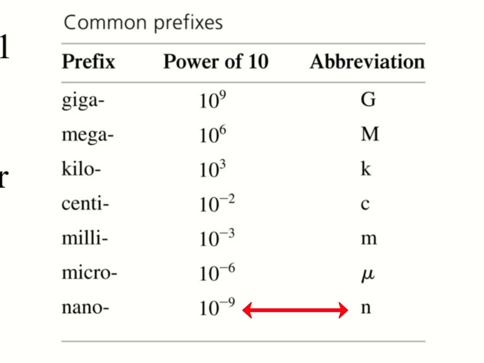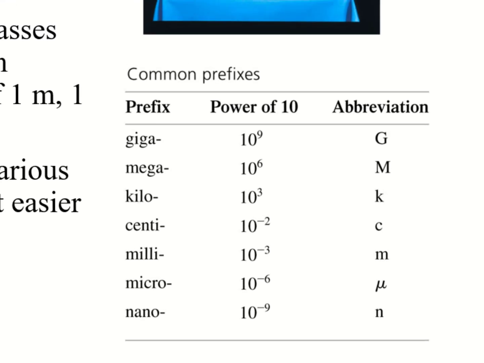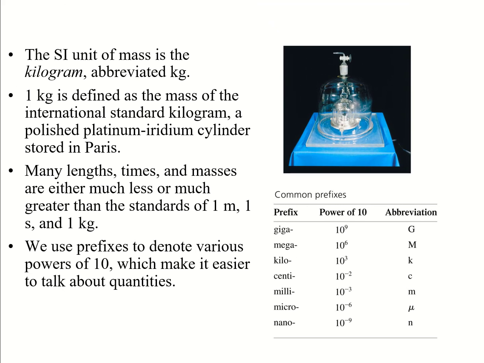So we have this whole system of prefixes that are agreed upon. Giga is 10 to the 9, mega is 10 to the 6, kilo is 10 to the 3, centi is 10 to the negative 2, milli 10 to the minus 3, micro 10 to the minus 6, nano 10 to the minus 9. There's also pico, femto, zepto. There's a bunch of them. The ones here are the more commonly used ones, but it makes using these units at different scales pretty convenient.